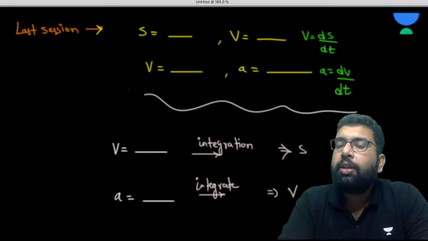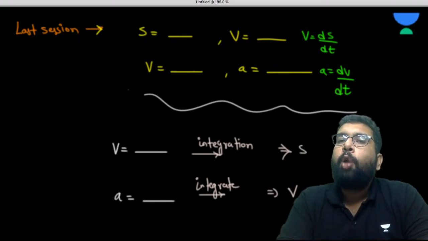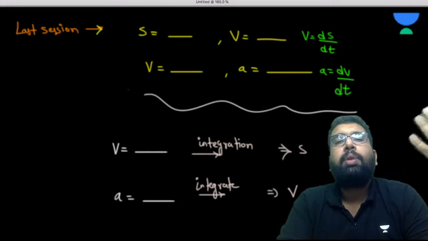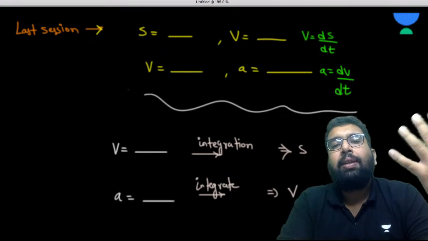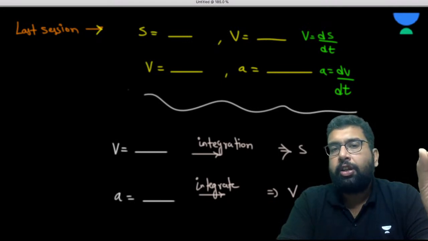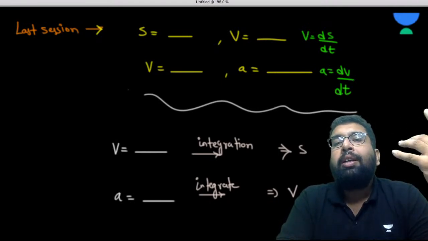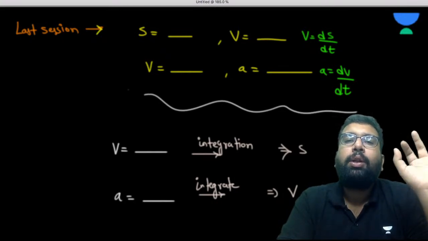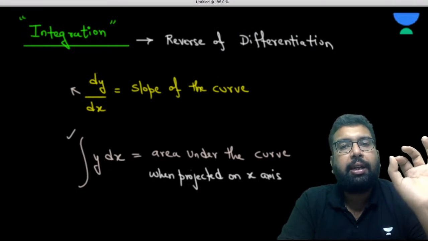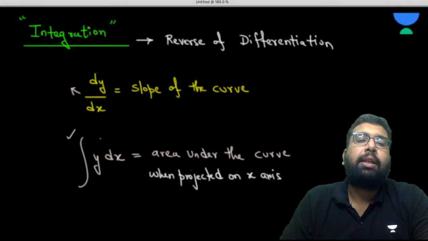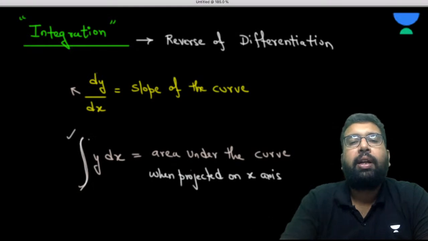What were the uses of differentiation? If you want to move from displacement to velocity, that is, find the velocity from the displacement, or find the acceleration from the velocity, we do differentiation. Now if we want displacement from the velocity, or velocity from the acceleration, we need to integrate. So integration is basically a reverse process of differentiation, and this is how the sign of integration looks.